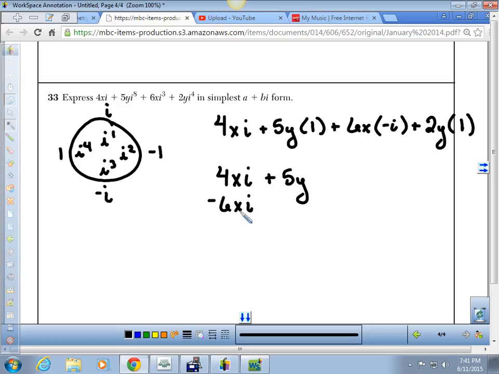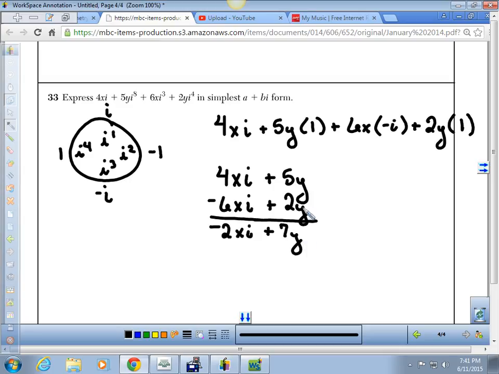Negative 6xi plus a 2y. So altogether, how many i do I have? Negative 2xi plus 7y.